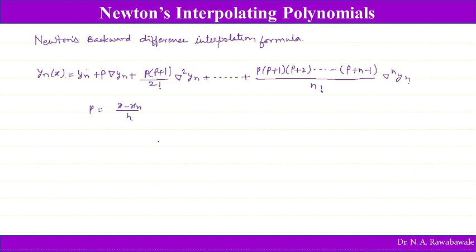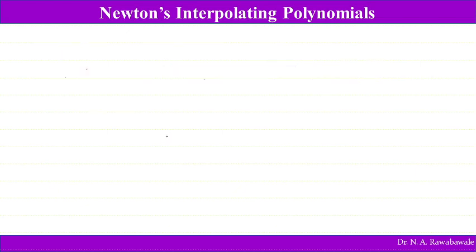So now these are the two formulas. With the help of these two formulas, we'll solve one numerical, which will make Newton's backward difference interpolation formula and Newton's forward difference interpolation formula very clear for us. So now, the problem suggests that the values of x in degrees and sin x are given in the following table.